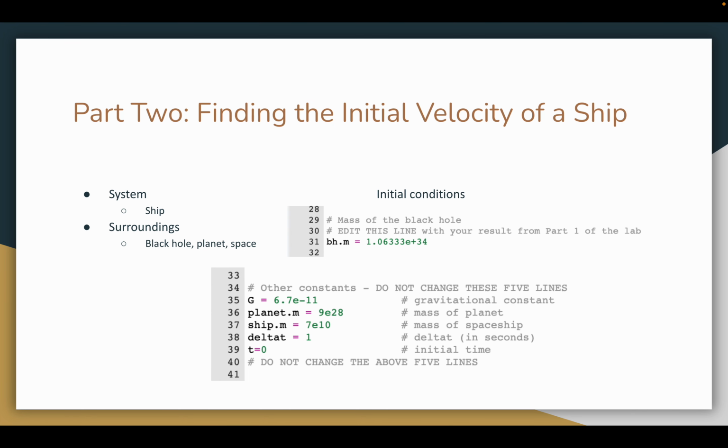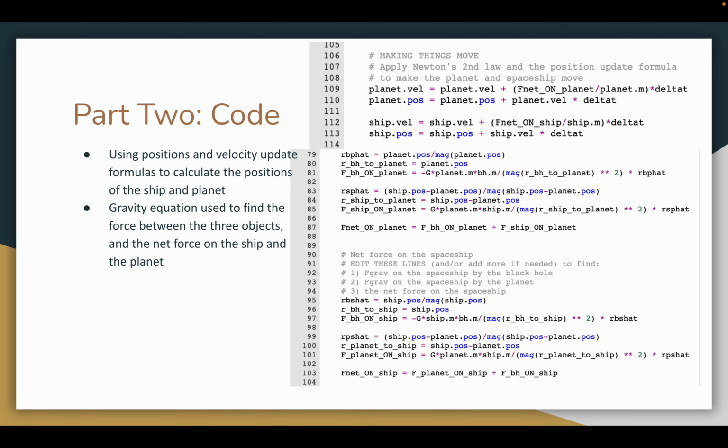So for part 2, finding the initial velocity of a ship. The system was the ship, the surroundings were the black hole, the planet, and space, and the initial conditions included the mass of the black hole from part 1, and the mass of the planet and ship, which were 9 times 10 to the 28th and 7 times 10 to the 10th respectively.